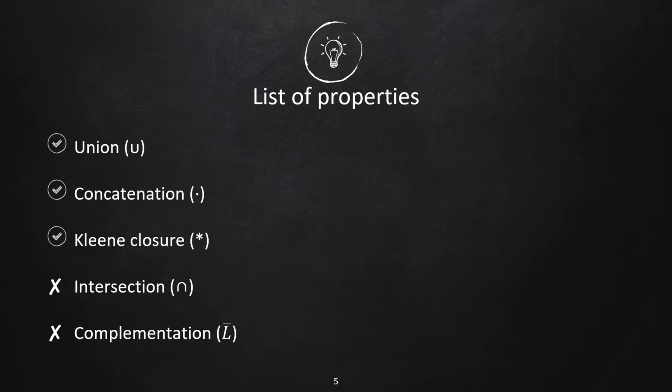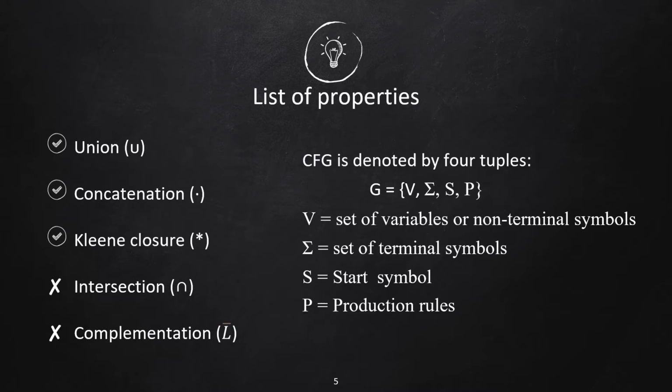Before discussing each of these properties, first understand the terminology of context-free grammar. Context-free grammar is denoted by 4 tuples: V, sigma, S, and P. Capital V is the set of variables, also called non-terminals, and sigma is called terminals or input symbols of the grammar. S is the start symbol, a special symbol, and P is the production rules of the grammar.